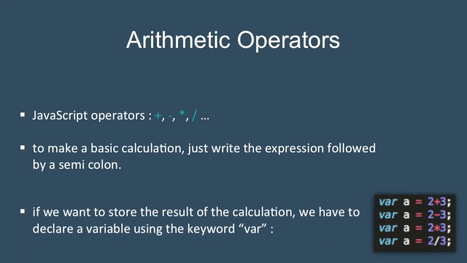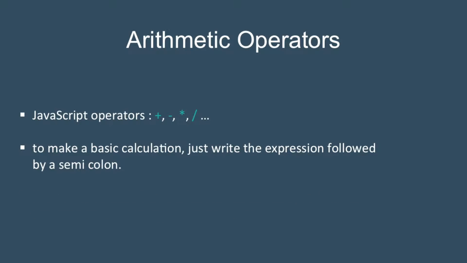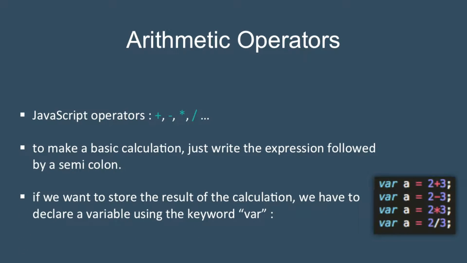If we want to store the result of the calculation, we have to declare a variable. A variable is like a bag, where you put your result. For instance, if you want to calculate the sum of 2 and 3 and store it in a variable called a, we will write var a equals 2 plus 3.